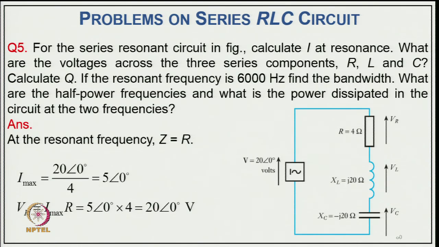Now, coming to example 5. For the series resonant circuit shown in the figure of RLC, calculate at resonance the voltage across the 3 series components R, L and C, and calculate Q. If the resonant frequency is 6000 hertz, find the bandwidth, the half power frequencies, and the power dissipated in the circuit at the 2 frequencies. So, at resonance frequency Z equal to R, I_max is 20 at the angle of 0 by 4, and that is 5 at the angle 0 ampere, and V_R equal to I_max R, that is 5 at 0 degree into 4, that is 20 at 0 degree volts.